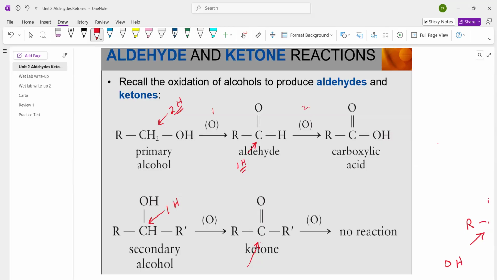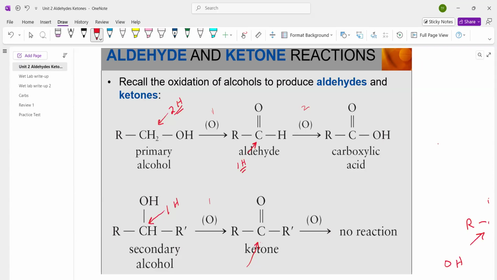A secondary alcohol has got one hydrogen there, so it can be oxidized once. So to derive an aldehyde, we have to start with a primary alcohol. To derive a ketone, we have to start with a secondary alcohol.